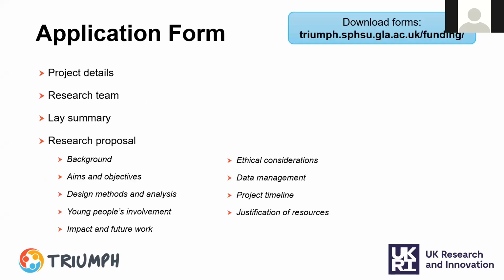So in terms of the application form, this is just a summary of the different areas you'll need to cover. So there'll be top line details about your project, information about the members of your research team, a lay summary of your project, and also a description of your research proposal. And I won't spend too long going over each of these sections at the moment, but just to highlight that where possible, the whole application form should be written in clear and jargon-free language. But particularly the lay summary and young people's involvement section, as these are the sections which will be reviewed by our youth advisory group as part of the decision process.